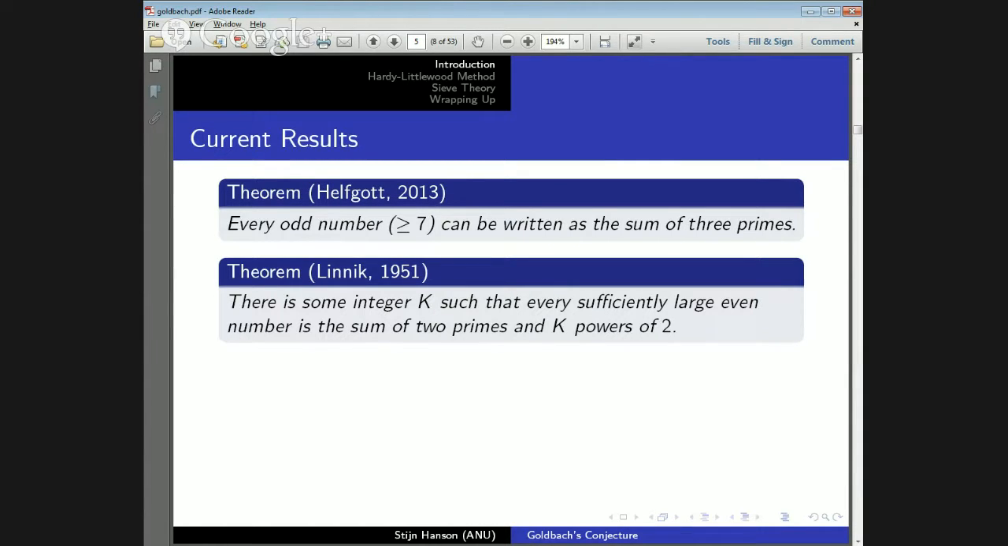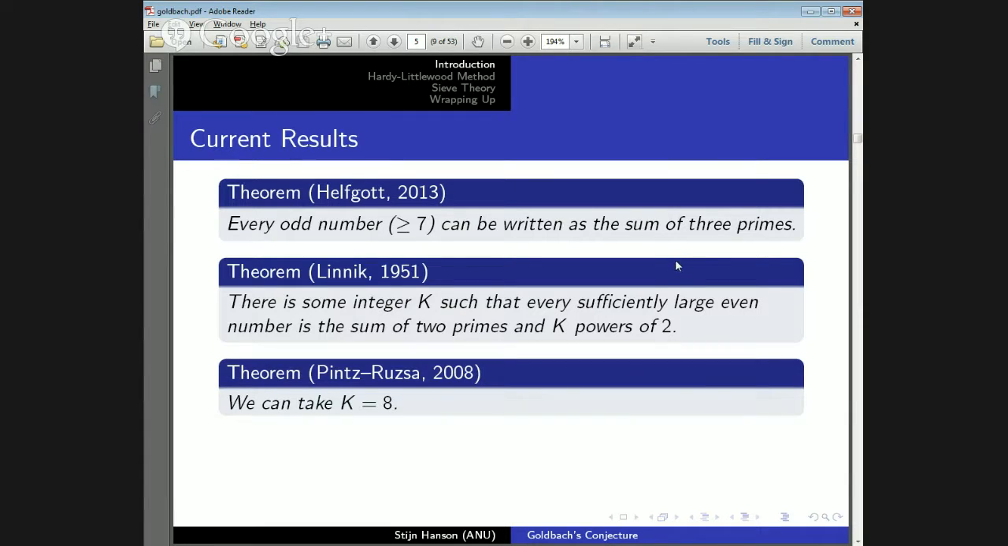So again, this is a nice theorem, but Linnik didn't actually manage to find a k, and a lot of very bright people have spent many years getting k down, and the current value of k unconditionally is that we can take k equal to 8. I think we can do a little bit better under the generalized Riemann hypothesis, but that's where we're standing at the moment. Now we can compare these theorems because they're kind of similar.